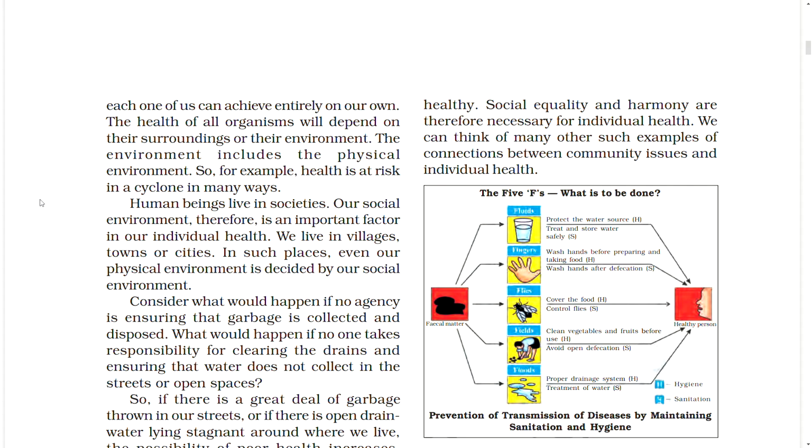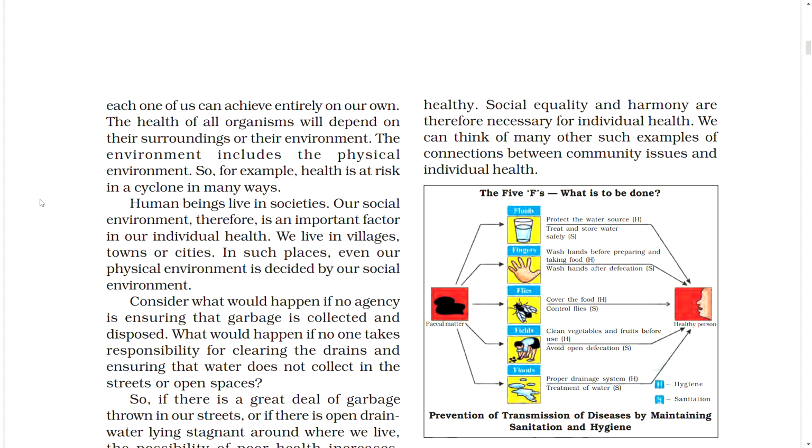Human beings live in societies. Our social environment, therefore, is an important factor in our individual health. We live in villages, towns, or cities. In such places, even our physical environment is decided by our social environment.